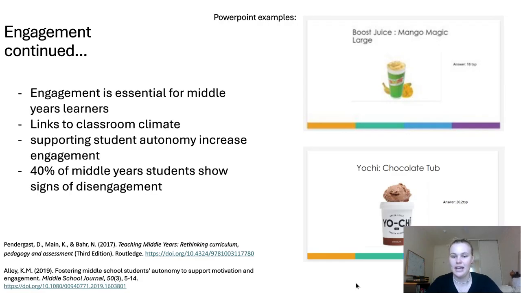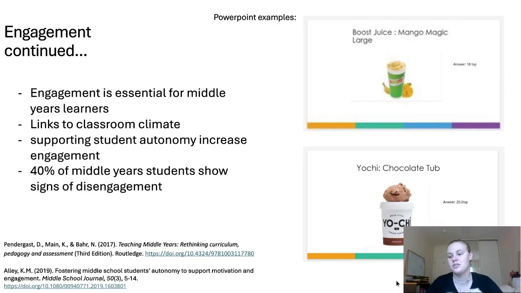Ensuring that engagement is a key element of lessons for middle year students is essential, as this group of students need activities for lessons that are engaging for them to participate in. If engagement is not accounted for, Pendergast explains that disruptive behaviour, declined attendance, and a decrease in academic achievement are all consequences of disengaging lessons.